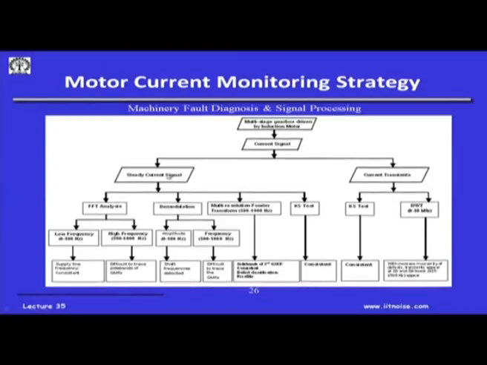It can have a steady current signal and current transients. We are not discussing current transients. Transients occur when you are initially switching on or switching off the machine, but for a steady state current signature we can do FFT analysis. Sometimes it is difficult to trace the sidebands in the normal FFT analysis because these things become modulated, but once you do the demodulation, we would have seen the soft frequencies become detected.